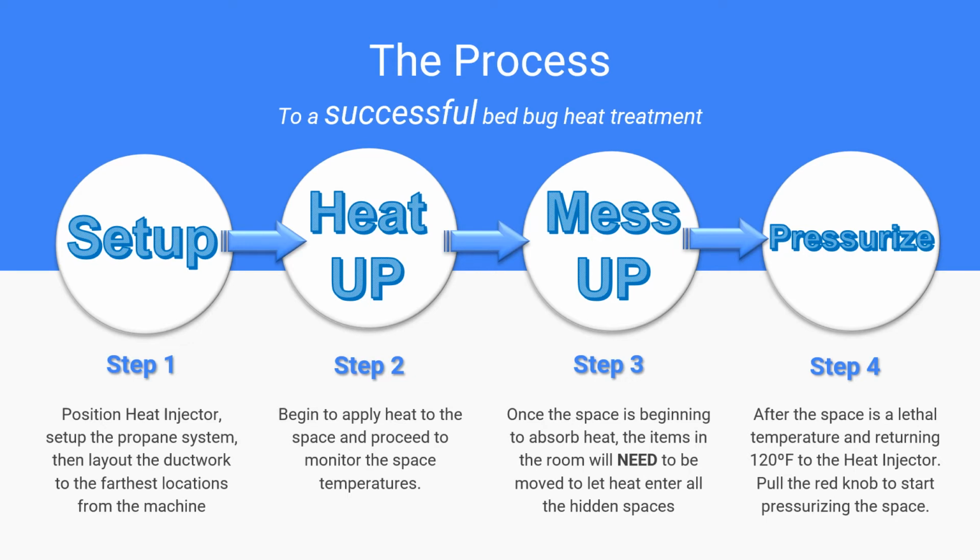Once that space has reached the 120 degrees, lethal for the bedbug eggs and the bed bugs, we're going to want to pressurize. We're going to do this by actuating pressurization mode on the heat injector, and this is going to bring more outside air into the space than what's currently in the home. And any bed bugs that had found harborage in cracks and crevices, this is going to flow heated air across them, making sure it's a 100% success.